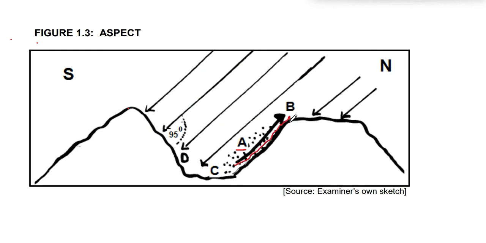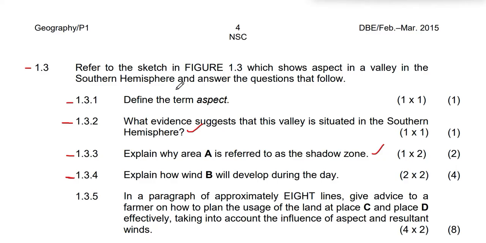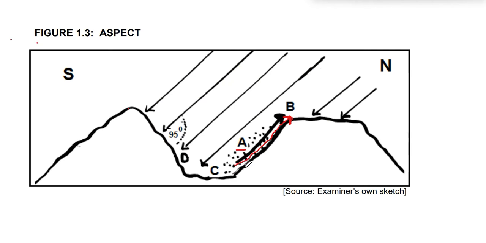Wind B is going upwards. You know that winds going upwards from the slopes or from the valleys, and this is during the day because you can see that we have sun's rays, right? Yes, so this is an anabatic wind. So the question says now, explain how wind B will develop during the day.